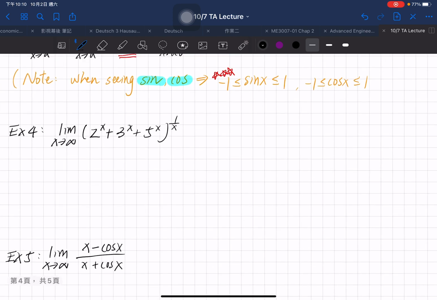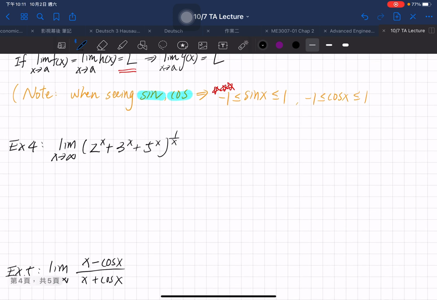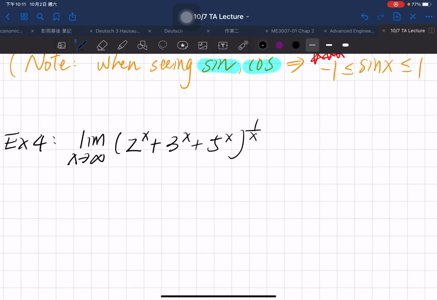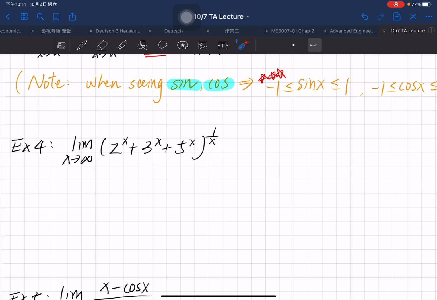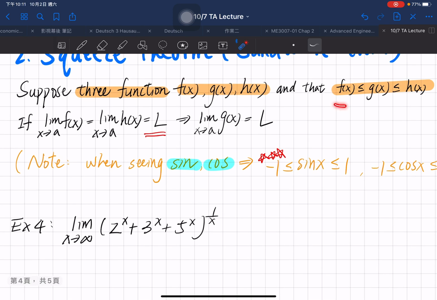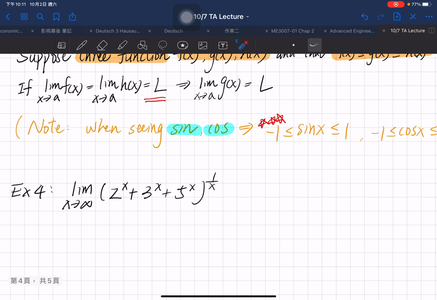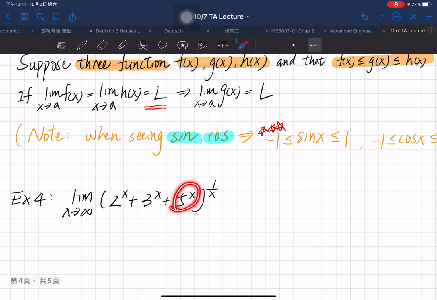As we are talking about the squeeze theorem, we want to apply the idea of squeeze to this question. First we look at these three terms, 2, 3, and 5. We know that 2 is the smallest term in the parentheses, and 5 is the biggest term. So the lower bound will be 2 with the x power, and our maximum bound will be 5 with the x power. Something related to 5 with the x power, right?